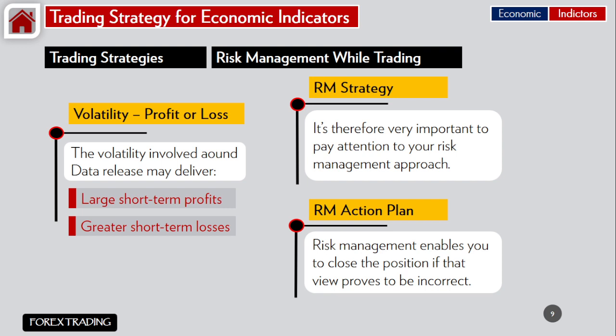So if something does not go right, you have to have your risk management action plan in place, and then you are able to close out your position. So this is how we look at economic indicator data when it comes out in the market. We see how it moves, how the news makes a spike upward or downward, and on the basis of that we develop our trading strategy, and along with that we also do our risk management and risk management action plan.